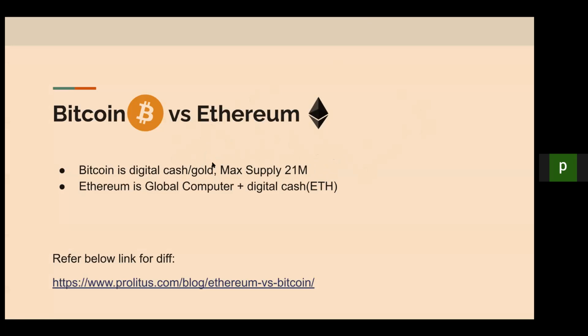So that's why it is also called digital gold. So this is why it is called digital cash or digital gold. So its main purpose was for transactions. So yeah, this is Bitcoin.